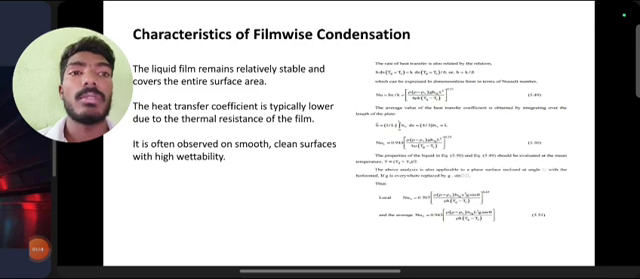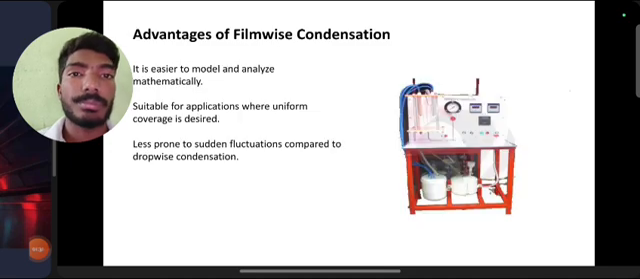Characteristics of film-wise condensation. The liquid film remains relatively stable and covers the entire surface area. The heat transfer coefficient is typically lower due to the thermal resistance of the film. It is often observed on smooth, clean surfaces with high wettability.